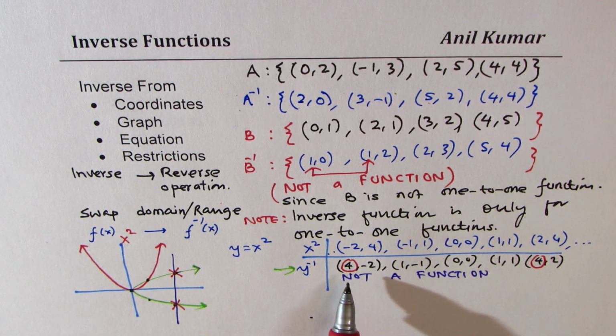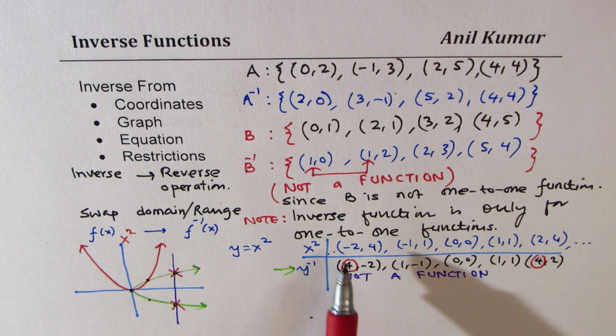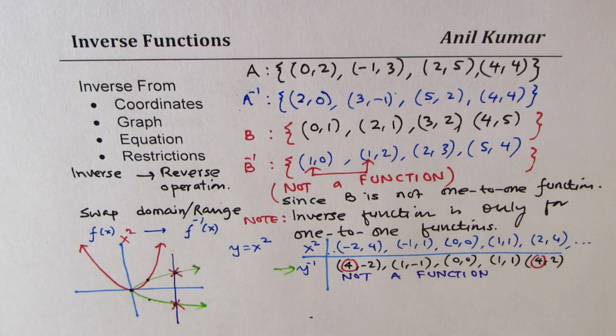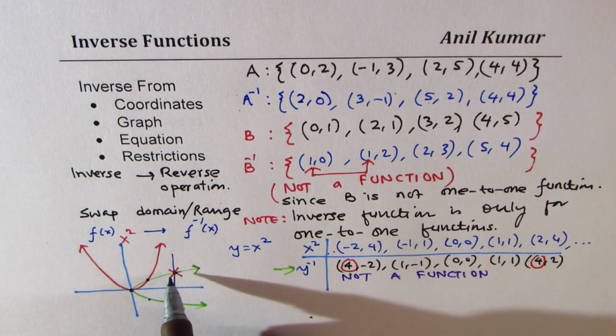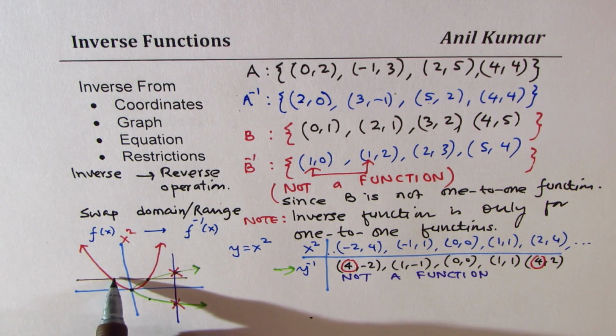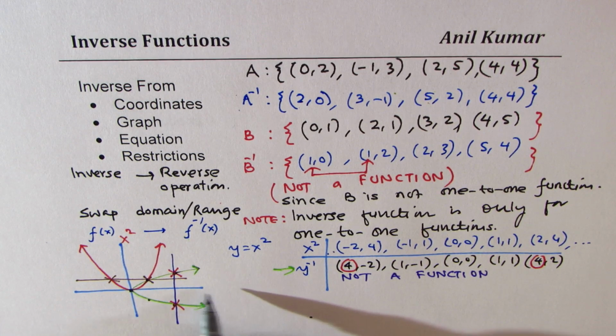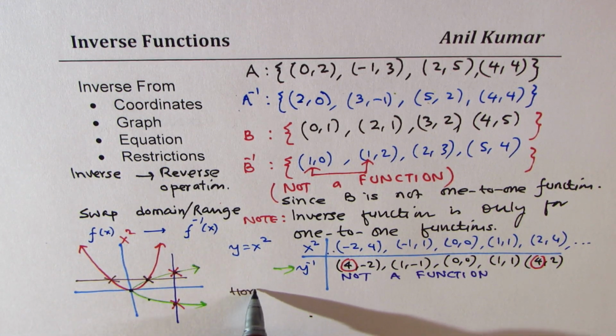Now the idea is, how do we know that this will not result into inverse as a function? It is with the horizontal line test. So what we have here is, if for the function I draw a horizontal line, in this case it intersects at 2 points. So we have this horizontal line test.